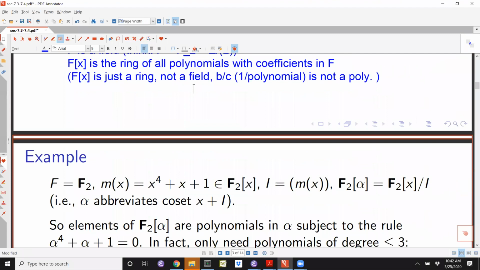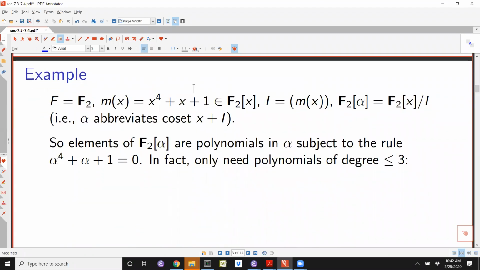So let me go back to the detailed look. All right. So now, let's look at one particular example. We're going to take polynomials with coefficients in F2, coefficients in Z mod 2, and we're going to look at the fixed polynomial M.